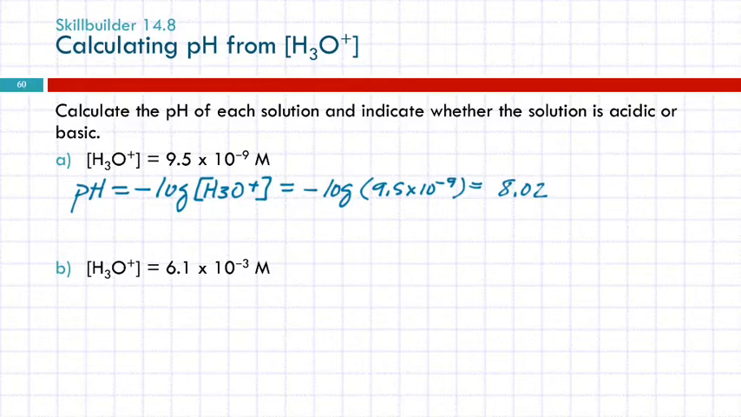That's one answer, the pH. Is it acidic or basic? Basic. It's basic. You can answer that by looking at the hydronium ion concentration or by looking at the pH. If the pH is above 7, it's basic. The hydronium ion concentration is below 10 to the minus 7, it's basic. So this is basic.